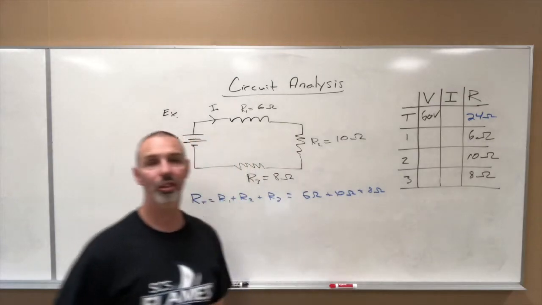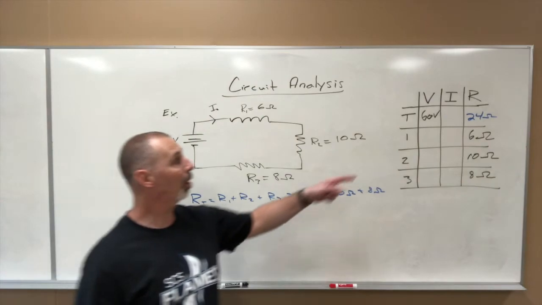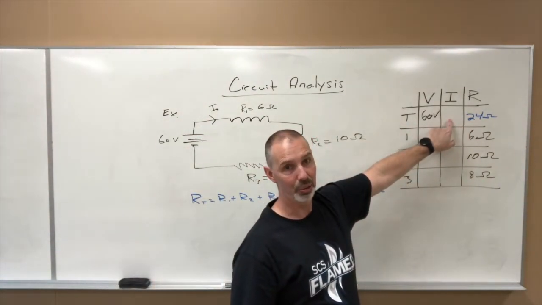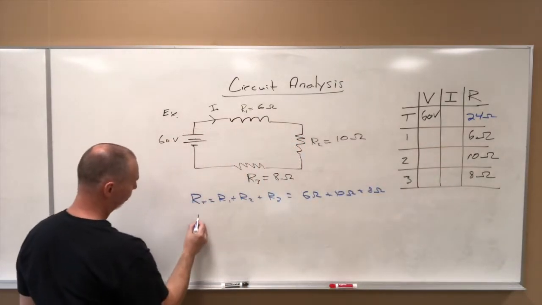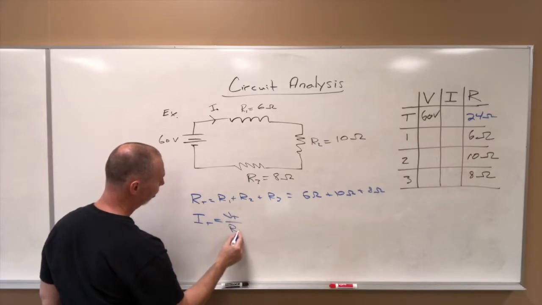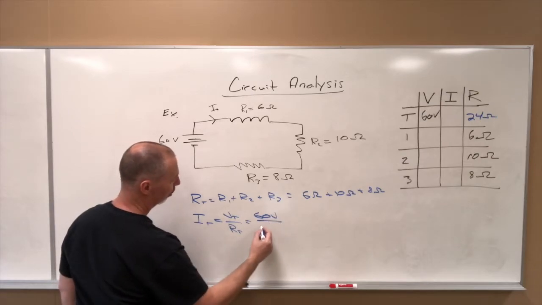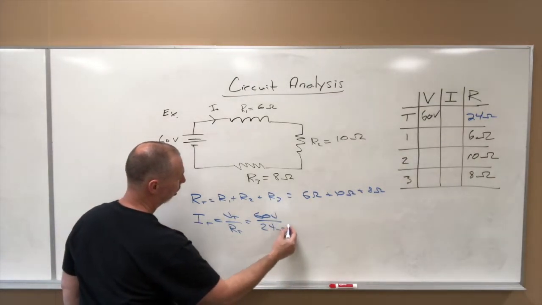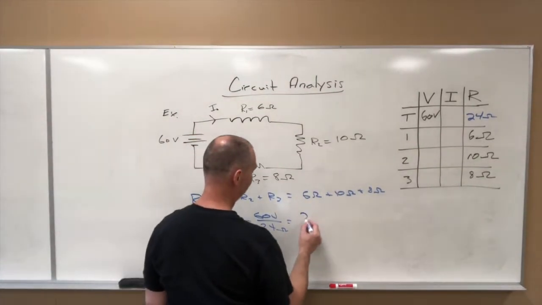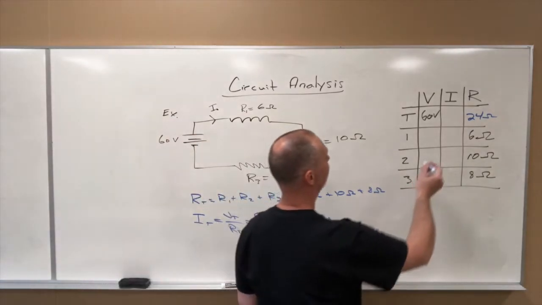as our total resistance. All right, now we look at our chart again and well, what can I find? Well, if I have V total and R total, I can find I total. All right, let's find I total. So I total is equal to V total divided by R total. So 60 divided by 24. That gives us a total current of 2.5 amps. Okay, so I put that in here, 2.5 amps.